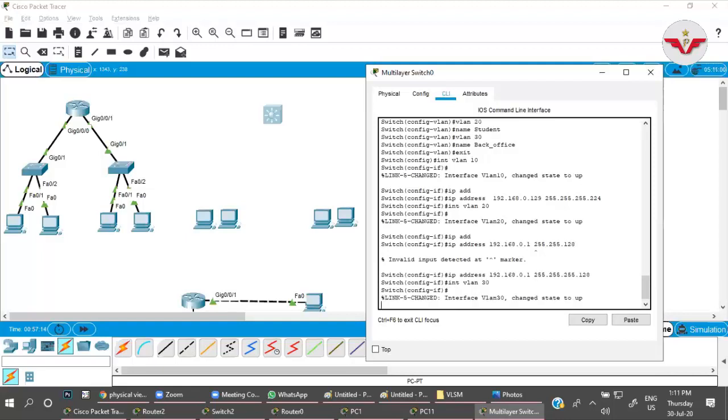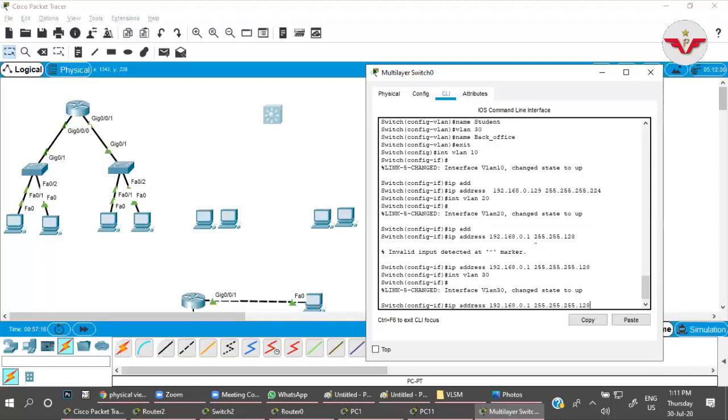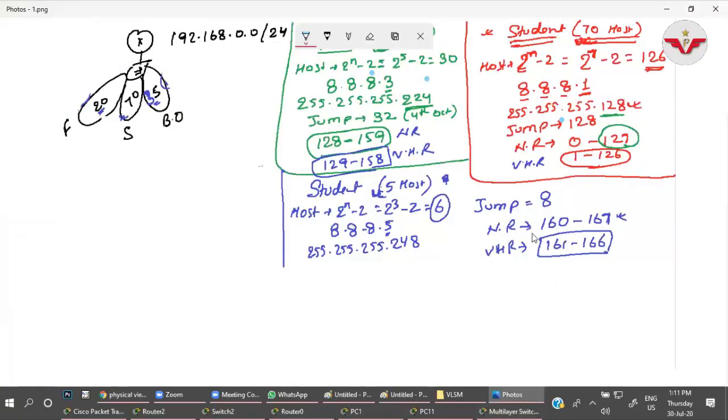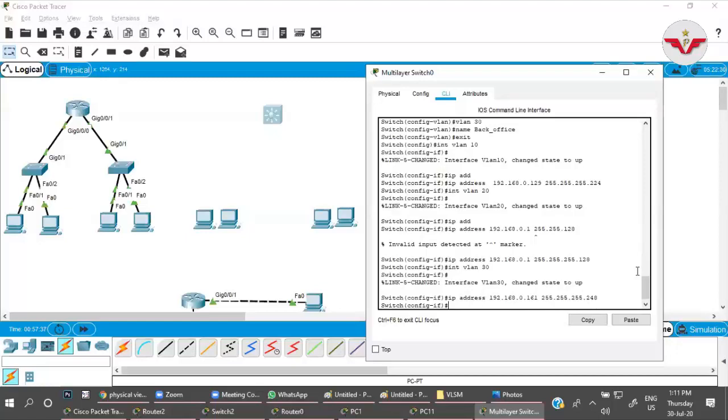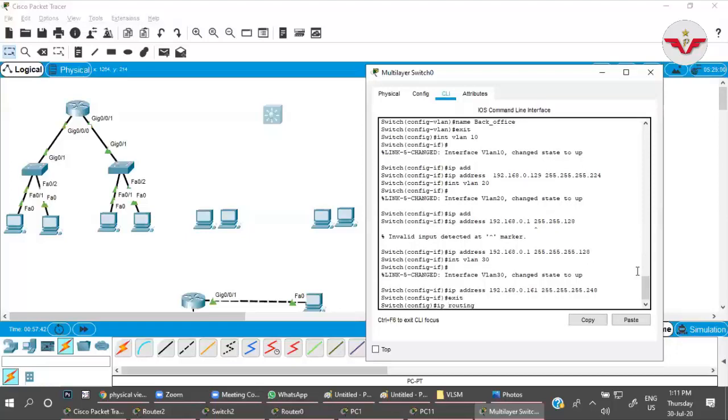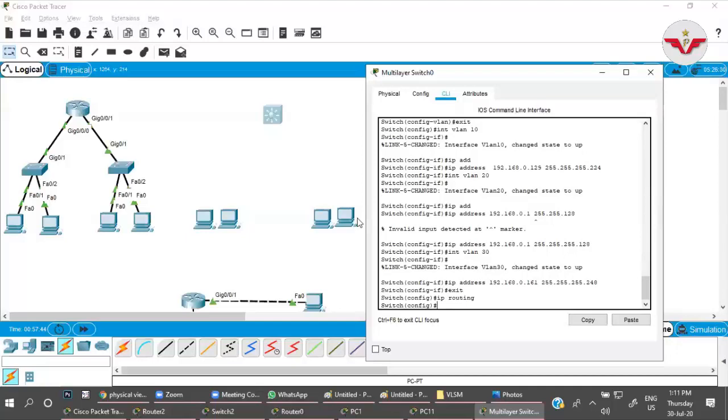Now int VLAN 30, IP address for VLAN 30. What was the network which we were using? This one. The network range was 160 to 167. The subnet was 248. So the first IP, 161, I will give to the router, 161 and 255.255.255.248, the subnet mask. Done. Now IP routing. Done.